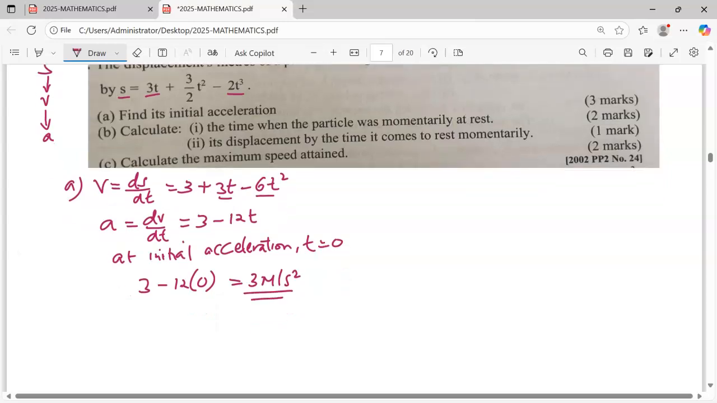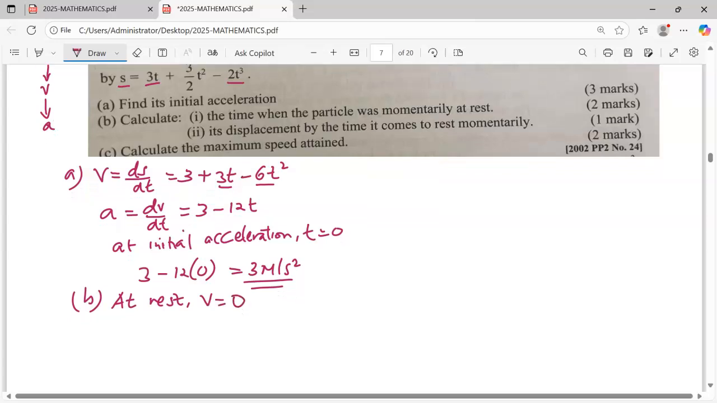Once we have obtained the initial acceleration, we move to part B, where we are supposed to calculate the time when the particle is momentarily at rest. We know at rest, the velocity is 0, or the body has 0 velocity. So we take the velocity function, which is 3 + 3t - 6t^2, then equate it to 0.